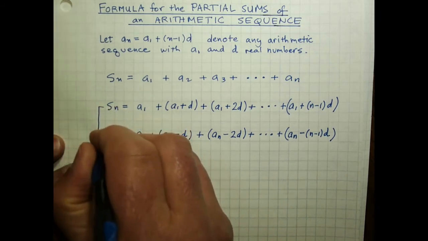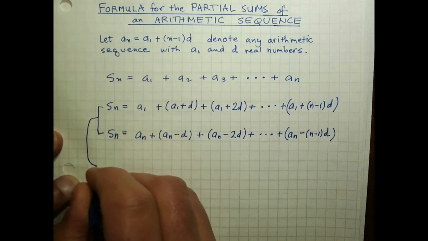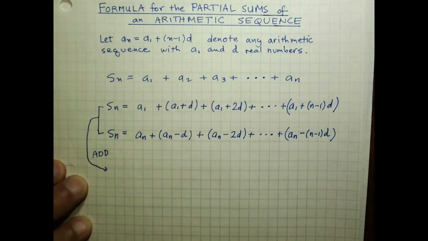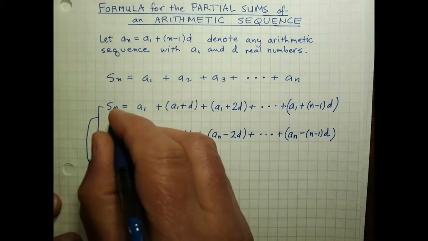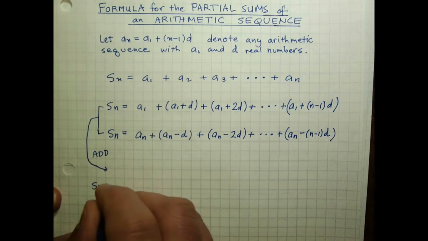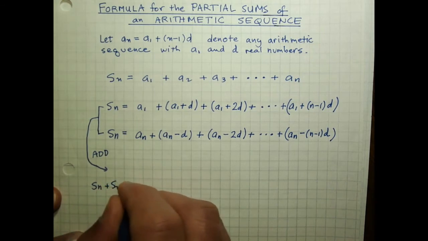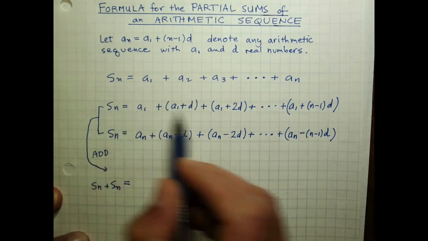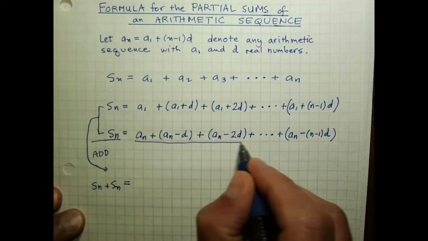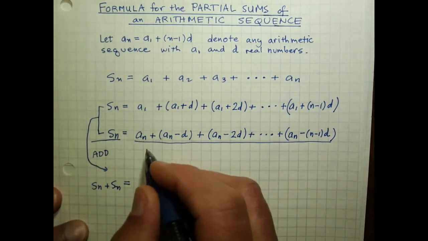Now the weird thing I'm going to do is a funny little kind of trick step. I'm going to add these two lines together. So I'm going to add on both sides of the equation Sn plus Sn, this version of Sn plus that version of Sn. I might even draw a line underneath to make it look like I'm doing addition.